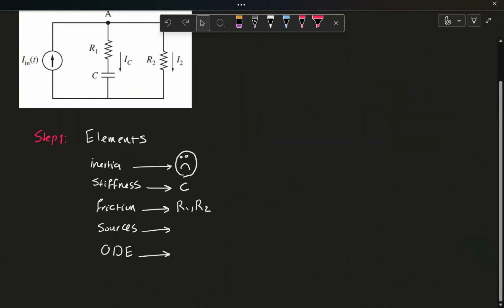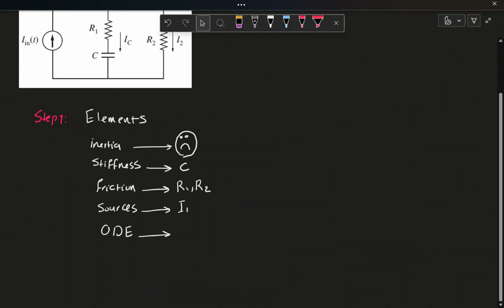The source here in this problem is the source of current, which is I input or I_N. And at last, we need to comment on the number of ODEs. How many ODEs do you think that you would need for this system? Well, if you remember, with the number of energy storing elements, you end up with ODEs. Those energy storing elements were the inductors and capacitors. In this problem, I do not have an inductor. I have only one capacitor. So the number of ODEs would be 1.